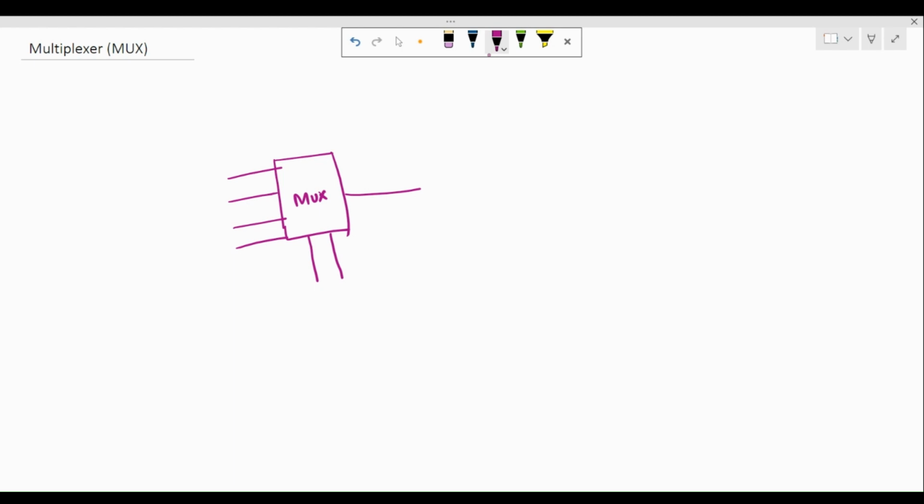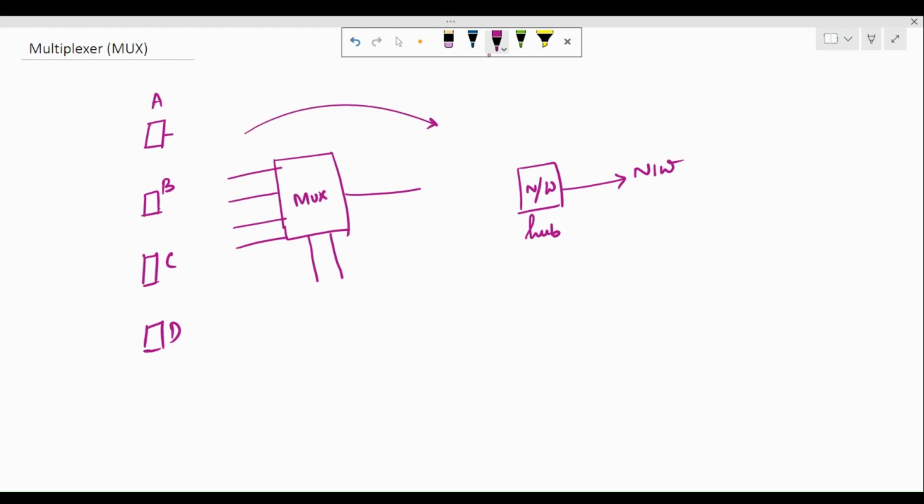So let's take an example. Say there are 4 devices: device A, device B, device C, and D. These devices are connected to a network hub, which in turn is connected to the network. Now, at an instant, only one device is going to be able to transmit its information to the network through the hub. So we're going to put the multiplexer to use.